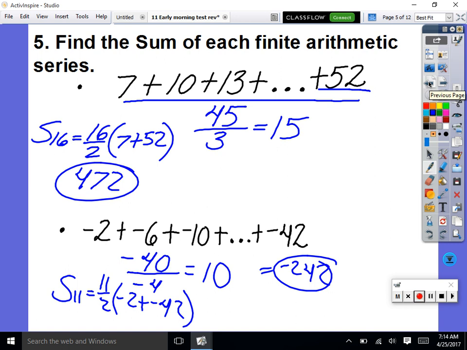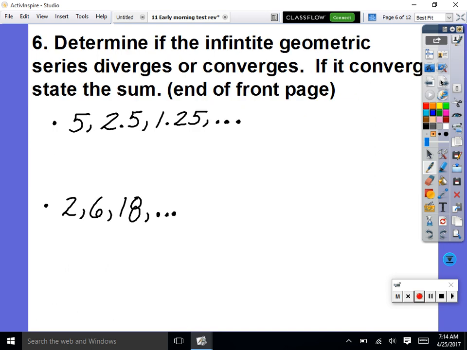Okay. Then the next part says, determine if the infinite geometric series diverges or converges. This is the last problem on the front page of the test. So once again, remember, if it's infinite and geometric, there are times when you can find the sum. If it's getting smaller and smaller, eventually it's so small that it's 0, you can find the sum. You use the pretty formula, correct? However, if it's getting larger and larger, you can't find the sum, just like with arithmetic.